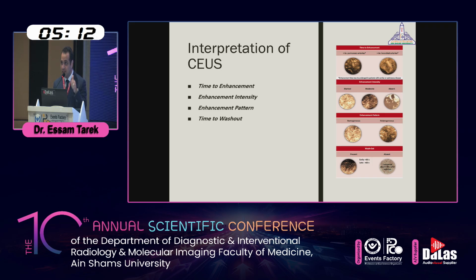6 seconds is the early enhancement with a pulmonary blood supply. More than 6 seconds is late enhancement with a bronchial blood supply. The 60 seconds is the washout. If it's below 60 seconds, that means early washout. After 60 seconds, that means delayed washout. And this is very important to how we interpret and differentiate between the anatomical and pathological lesions.